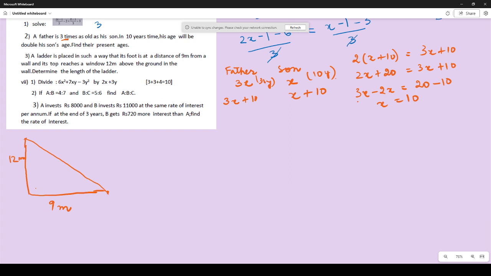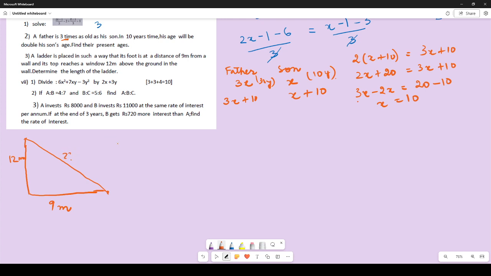So it says the foot of the ladder is 9 meters away, 9 meters away from the wall. So this is the wall, right? This will be the wall, if I can show you. This will be the wall. This is the foot of the ladder. So it reaches 9 meters away and it reaches 12 meter high from the base, from the ground. So you have to find this part.